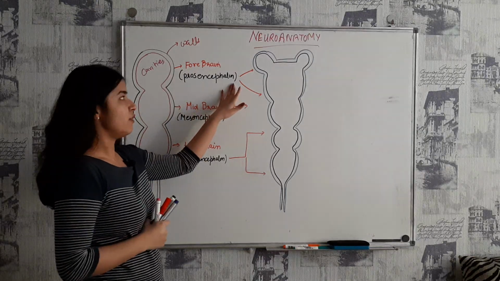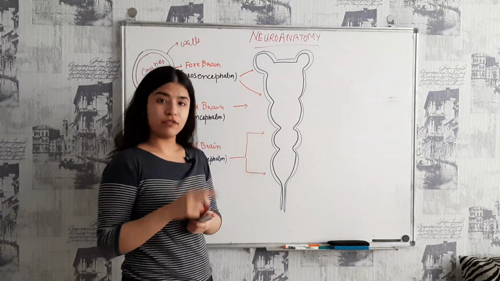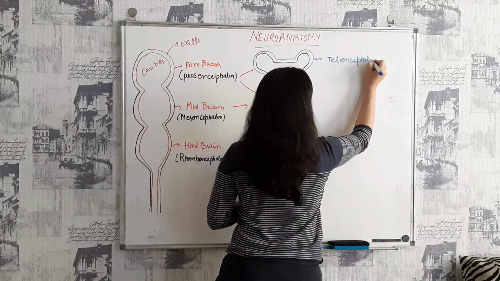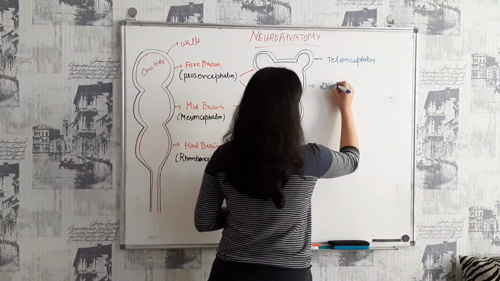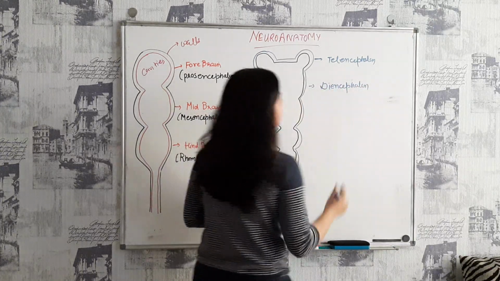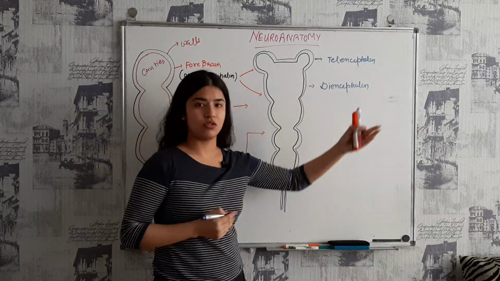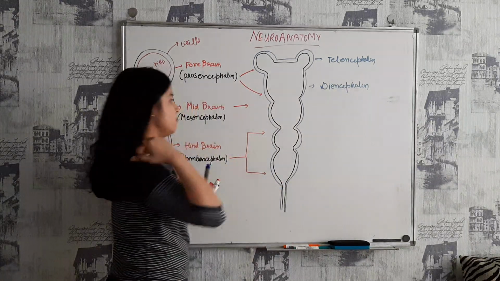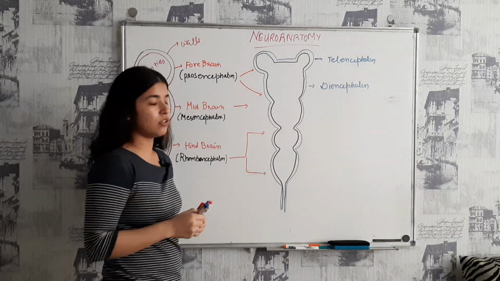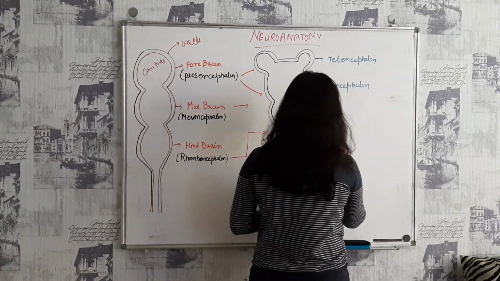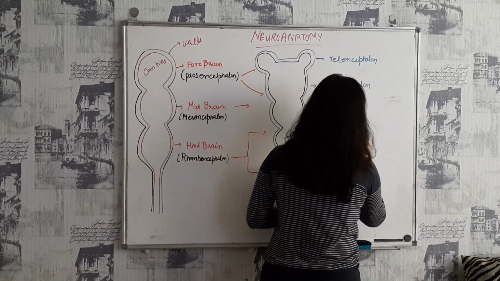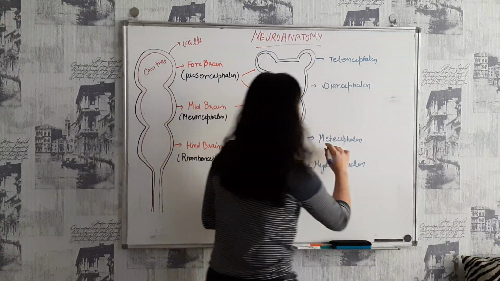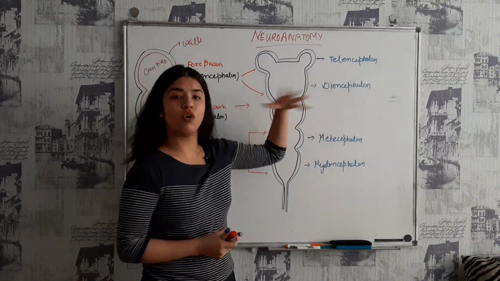Now, the prosencephalon is further divided into two parts. The first one is the telencephalon, and the other one is the diencephalon. Basically, the telencephalon and the diencephalon will form the walls of these structures. The midbrain will not divide into any structure, it will remain as the mesencephalon. Now the rhombencephalon will further divide into two parts, that is metencephalon and the myelencephalon. As I told you, the metencephalon and myelencephalon will form the walls of the structure.